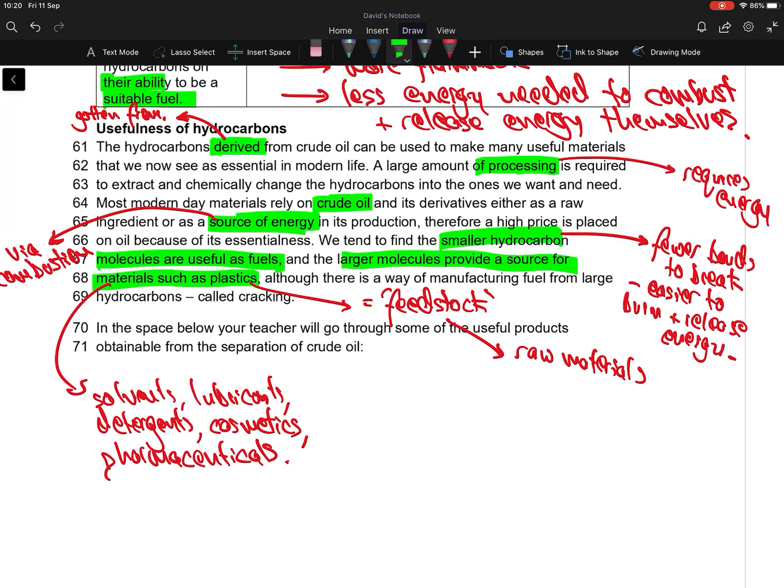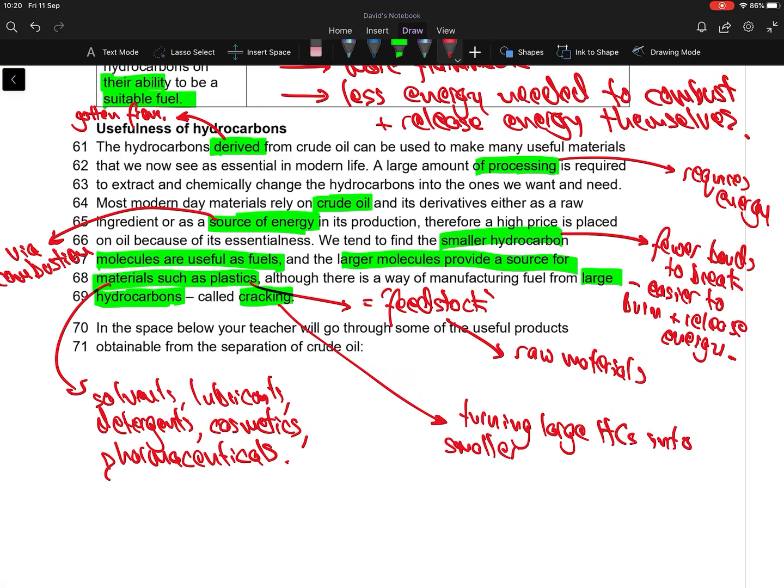Now, we can also change large hydrocarbons into smaller ones by a process called cracking, which we'll come across in a couple of lessons' time. So cracking is turning large hydrocarbons that might be used for plastics and making things into smaller ones that are used for fuel. And this involves heating and the use of a catalyst, which we'll come across in a couple of lessons' time.